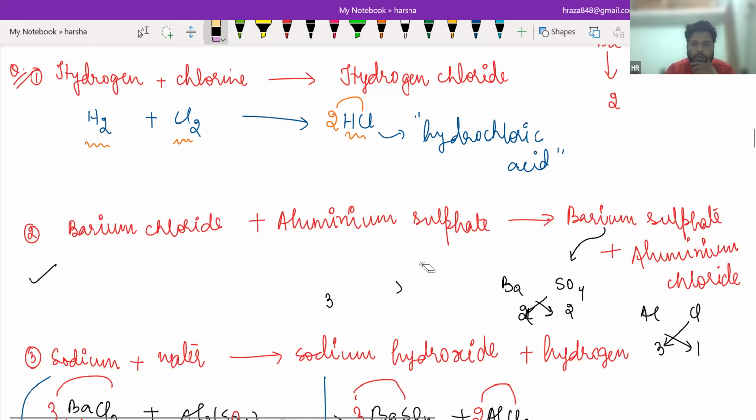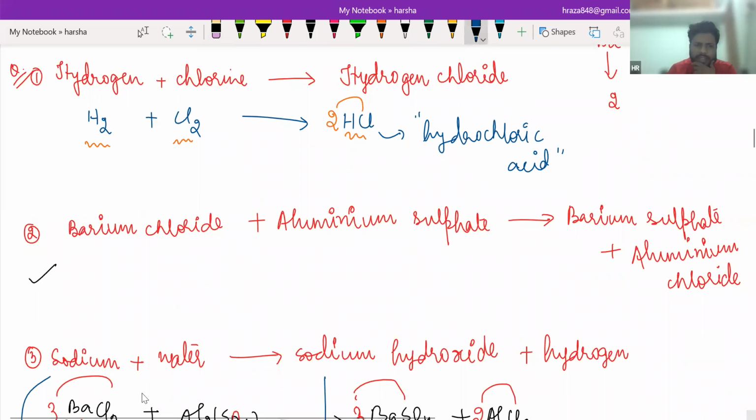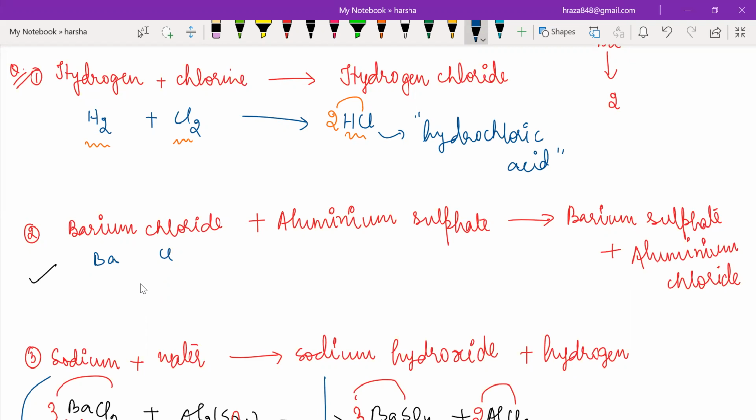How we are going to write the chemical formula for this. In class 9th, you studied the crisscross method, like barium chloride. This is barium, this is chlorine, right? Now you just have to remember the valency of the element. Do you know what the valency of chlorine is? Yes or no? Yes. What is it?